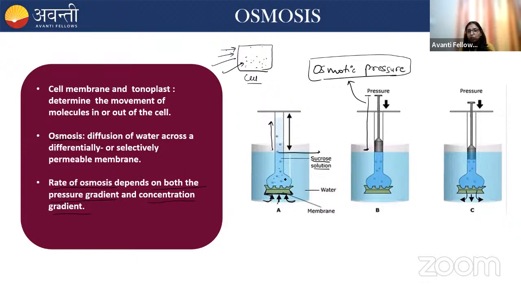Because in this, there's a high solute, right? And low water. Water is low. And outside, the water is high. So the gradient of water concentration has developed, and the water will move from high concentration to low concentration. Pressure gradient also developed. That is osmotic pressure, and water always moves from low osmotic pressure to high osmotic pressure.